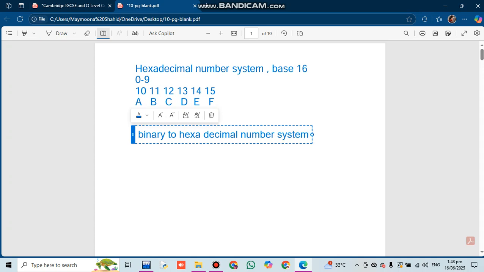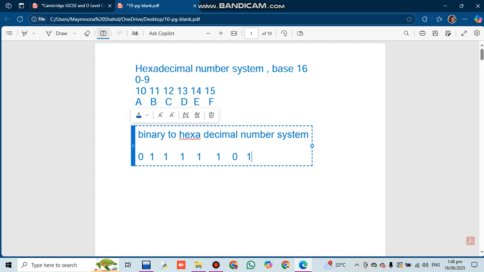In this case, let's suppose we have an 8-bit number. Let's suppose we have 0, 1, 1, 1, 1, 1, 0, and 1. So these 8 bits are given.